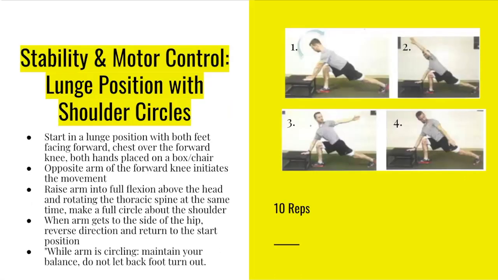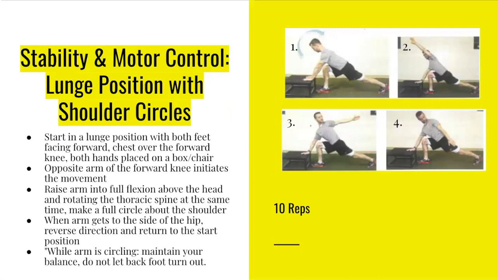Next is a lunge position with shoulder circles. Start in a lunge position with both feet facing forward, chest over the forward knee. Keep hands placed on a box or chair. The opposite arm of the forward knee initiates the movement. Raise arm into full flexion above the head and rotating the thoracic spine at the same time.